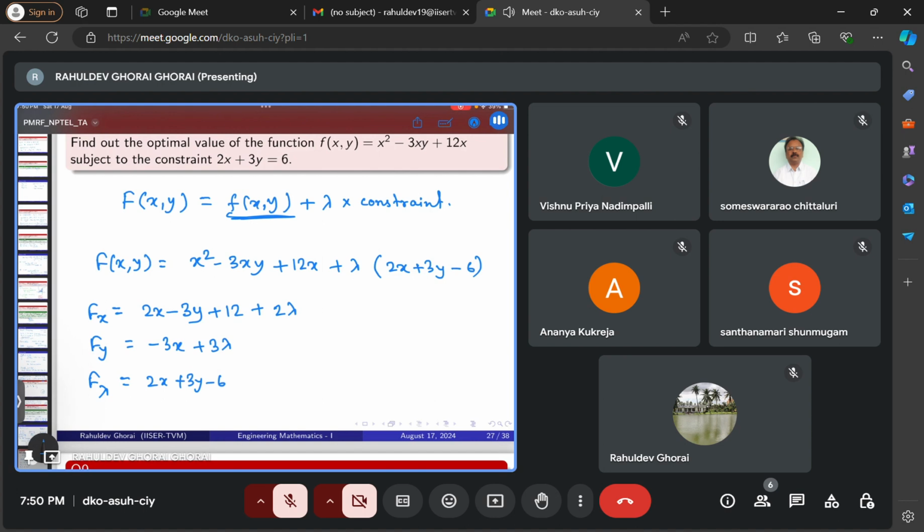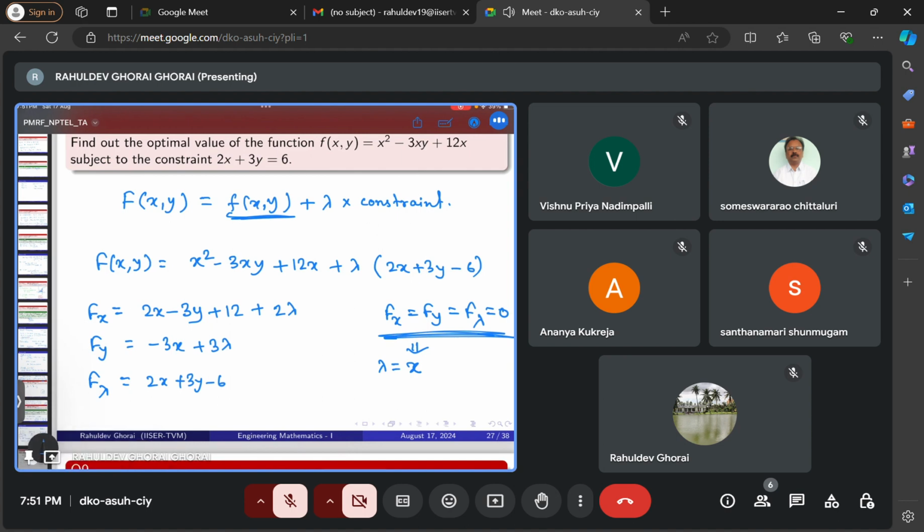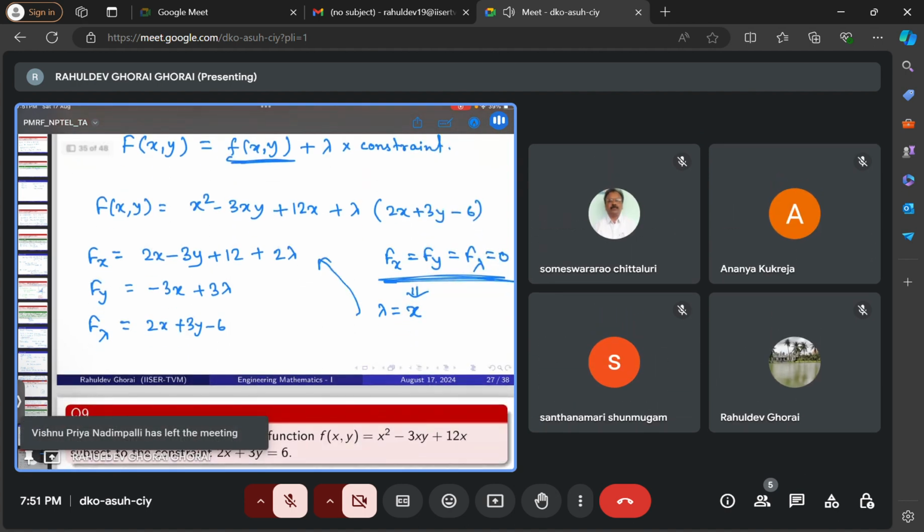You have to make sure that Fx, Fy and F lambda, these are from Lagrange multiplier only, are equal to 0, then the optimal value you will get. And Fy equal to 0 will give you lambda is equal to, sorry, lambda is equal to x. And if we put lambda equal to x here, what we will get? 4x minus 3y is equal to minus 12, because this Fx equal to 0. And 2x plus 3y will be equal to 6.